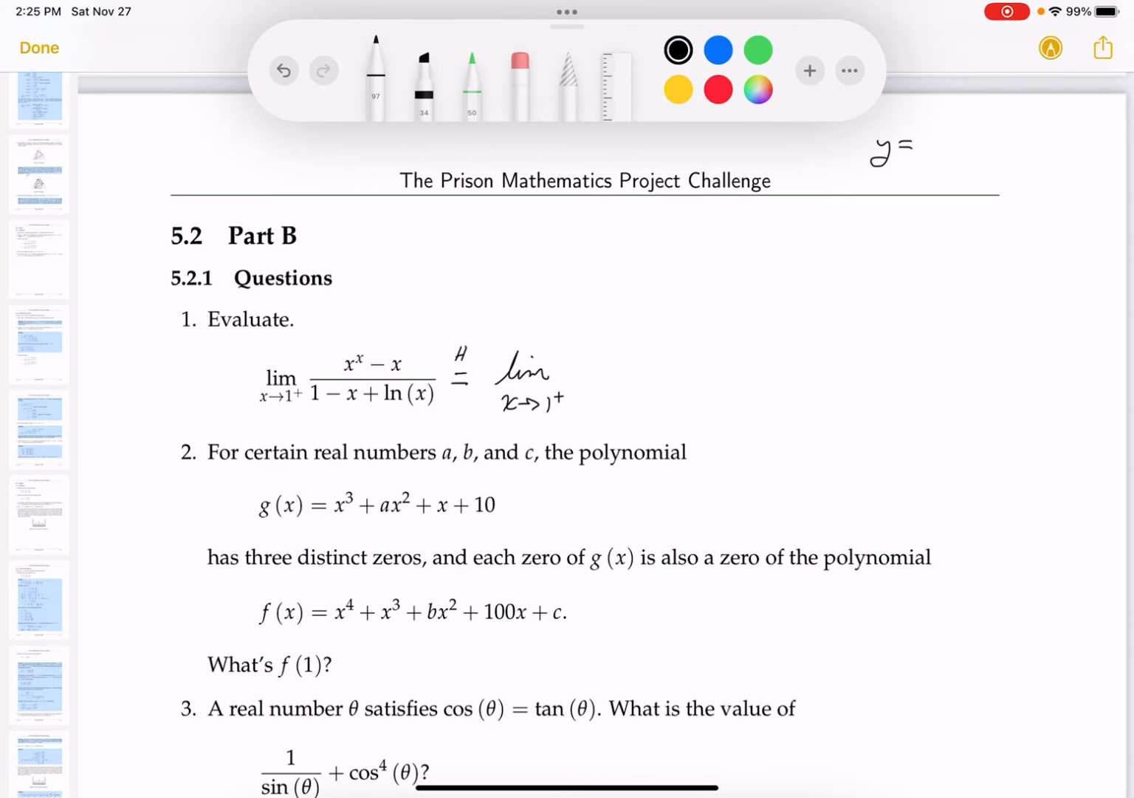I'll tell you what my troubles are. What's the derivative of x to the x? Well, let me write this down for you. I would take the natural log of both sides.